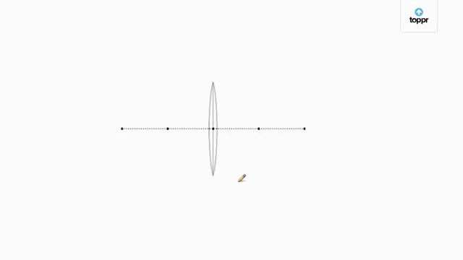Shown in the diagram is a convex lens. First, let us mark the points. The center of curvature for this bulging surface is marked here, denoted by C1. The center of curvature for this bulging surface is denoted as C2. The point exactly at the center of the lens is called the optical center, and this point is denoted by O.